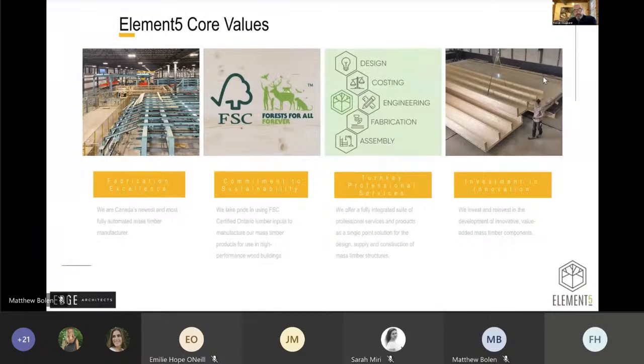So Element 5 core values. Fabrication excellence, I've just touched upon that. Our commitment to sustainability: we take pride in all of our wood coming from Ontario Forest. We are a turnkey professional service provider, so we continue to work with architects and engineers in the industry to help empower the industry. Collectively, we provide a full suite of services, including design, consulting, costing, engineering, fabrication, and assembly services. Typically, we end up providing the assembly of the structures which we are contracted to supply.